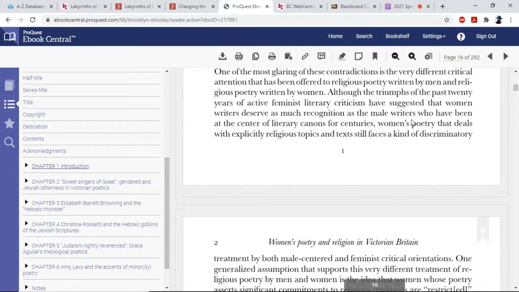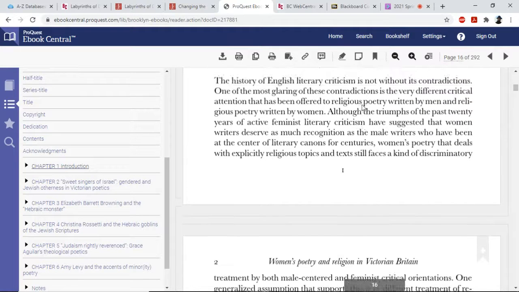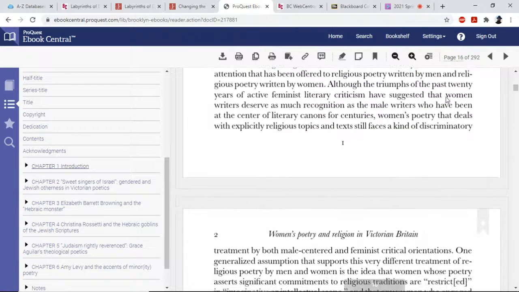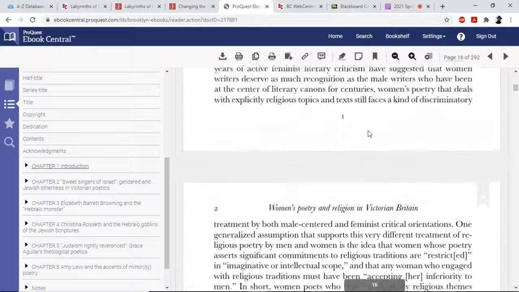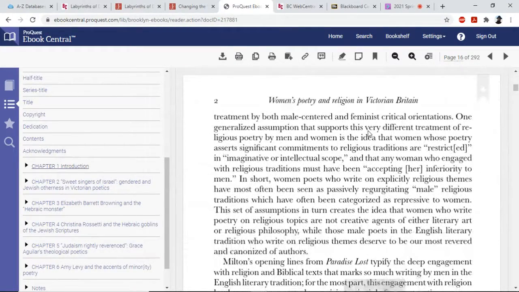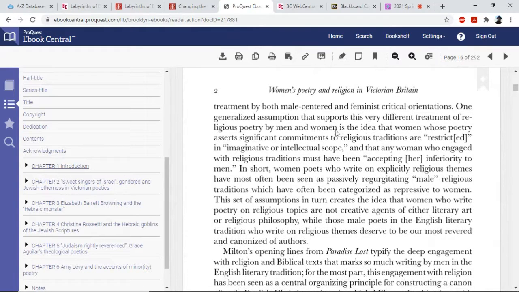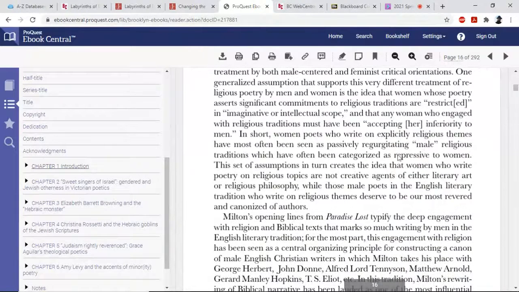It's not without its contradictions. So we're talking about contradictions in English literary criticism. So we have it's doing maybe a rundown of the past 20 years of active feminist literary criticism, speaking to that in some way. So we know right away that this book is somehow speaking to the feminist tradition of criticism.